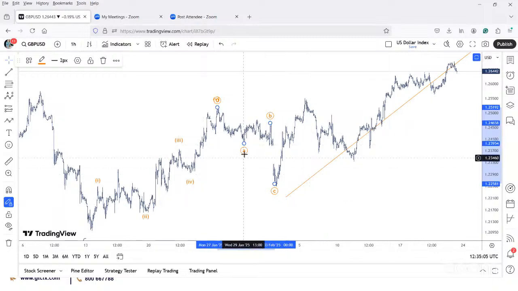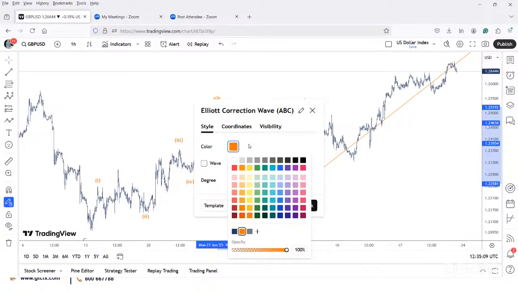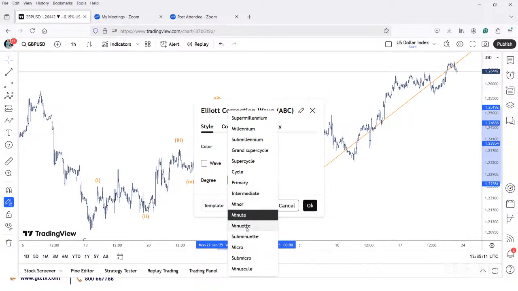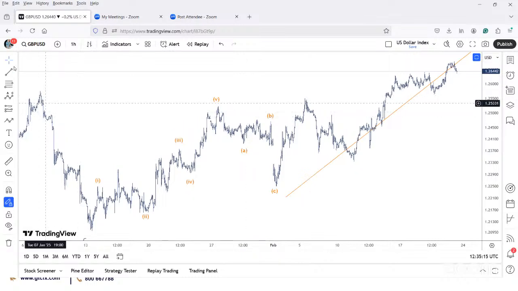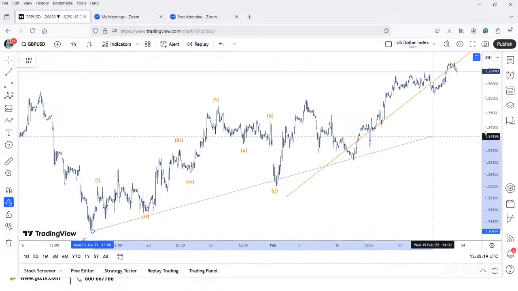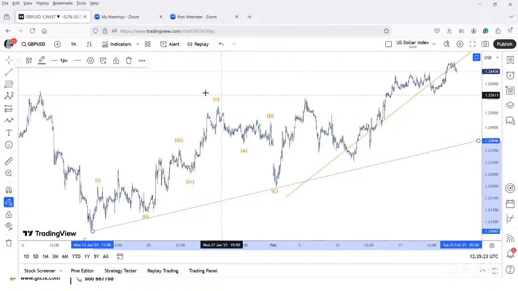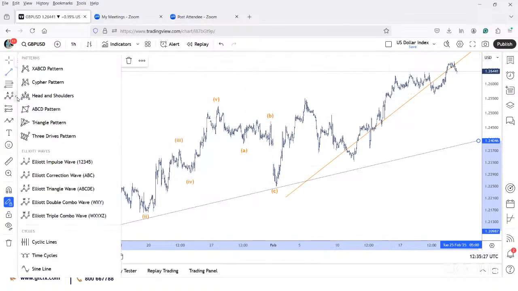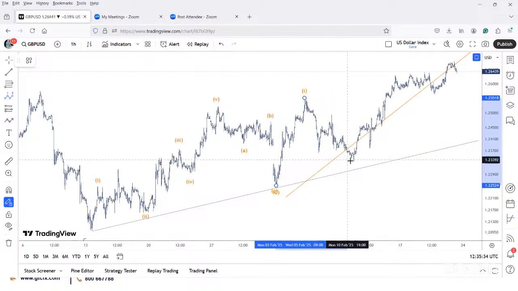Oh, sorry, it is minute. And let me do a trend line quickly here. And you would see that wave one of minute degree and wave two of minute degree is in place. But not only that, we are now beginning to see that wave three is expanding beautifully.